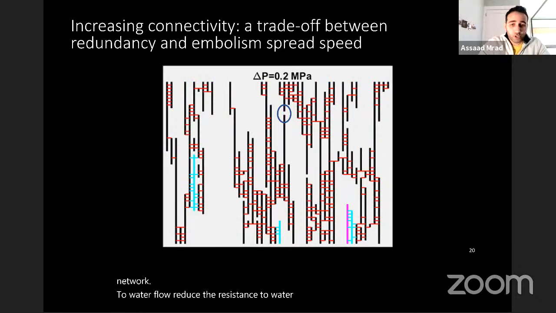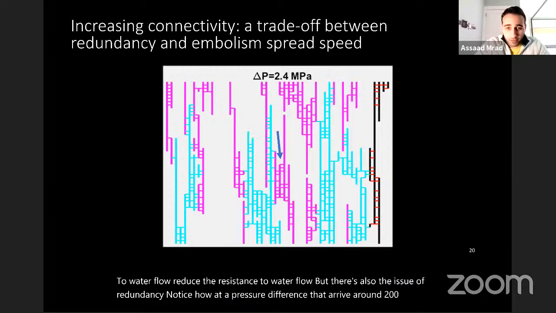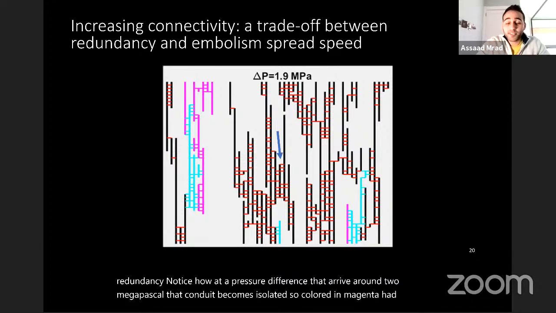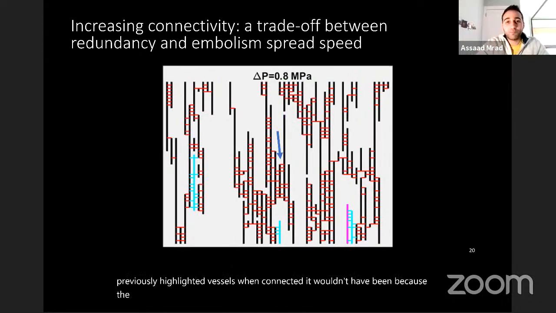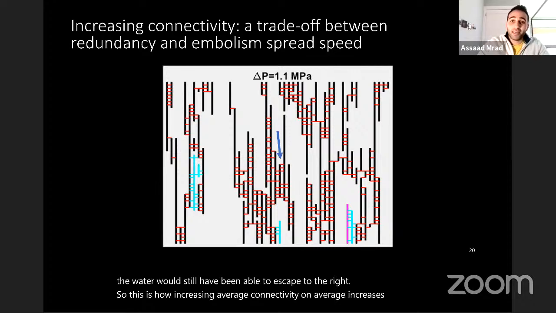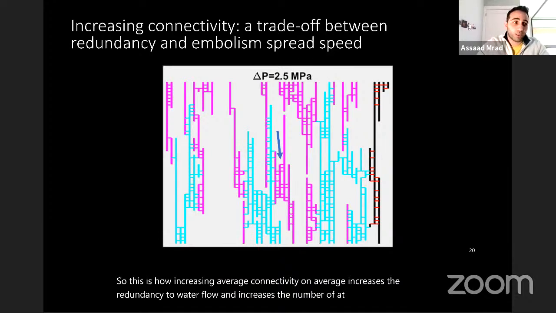But there's also the issue of redundancy. Notice how at a pressure difference of around 2 megapascal, that conduit becomes isolated, so colored in magenta. Had the 2 previously highlighted vessels been connected, it wouldn't have been, because the water would still have been able to escape to the right. So this is how increasing average connectivity, on average, increases the redundancy to water flow and increases the number of pathways of least resistance for water.